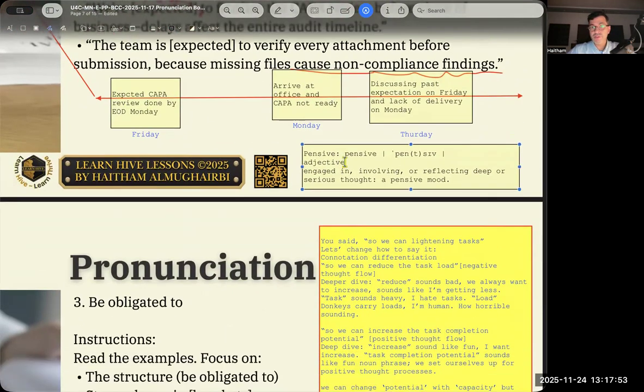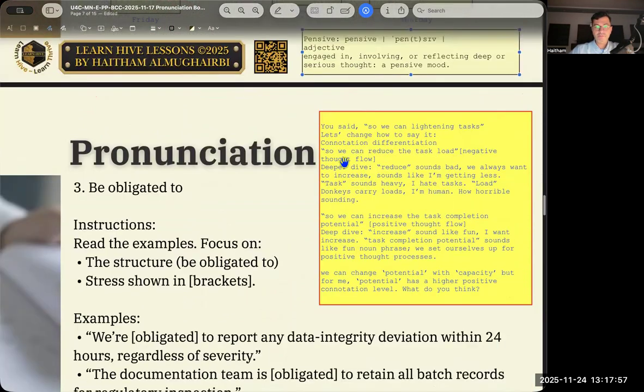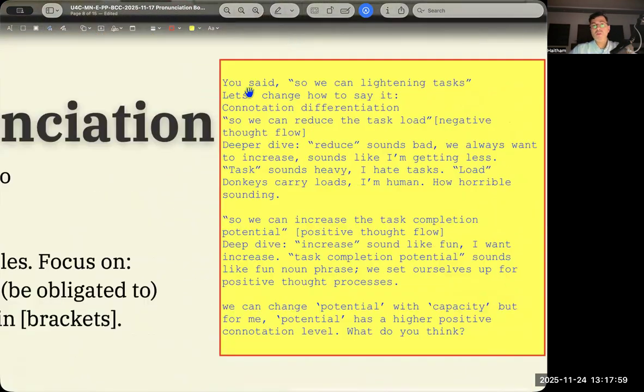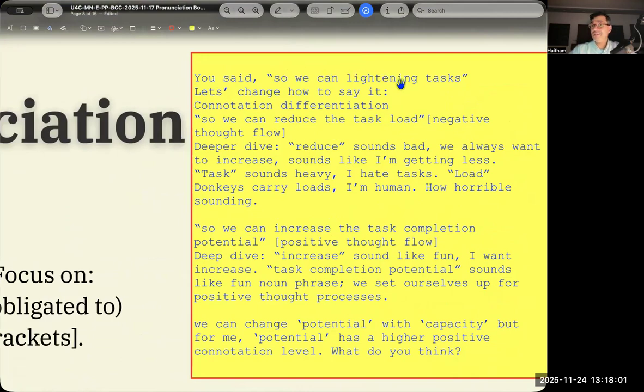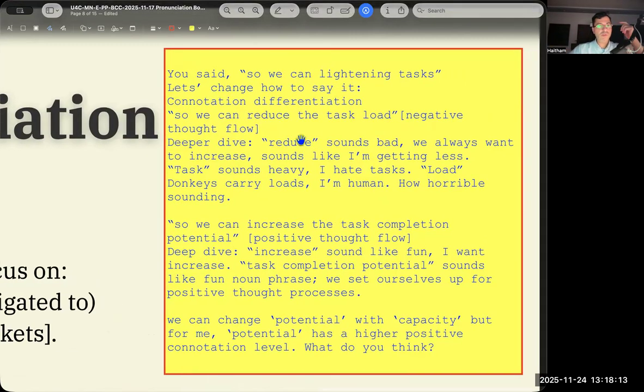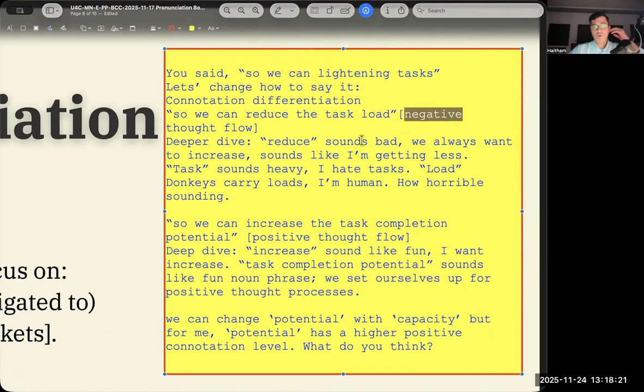Pensive, remember the new adjective, to be deeply involved in thinking, pensive. Also, you said to me, so we can lighten tasks. It's okay, not bad, but at your level and what you do, I definitely think we'd want to look at the register a little differently. And also, we want to think about the connotation. So the example that I gave you was this one. What would I say? Oh, so we can reduce the task load. Better, but still there's a negative connotation in the thought flow.